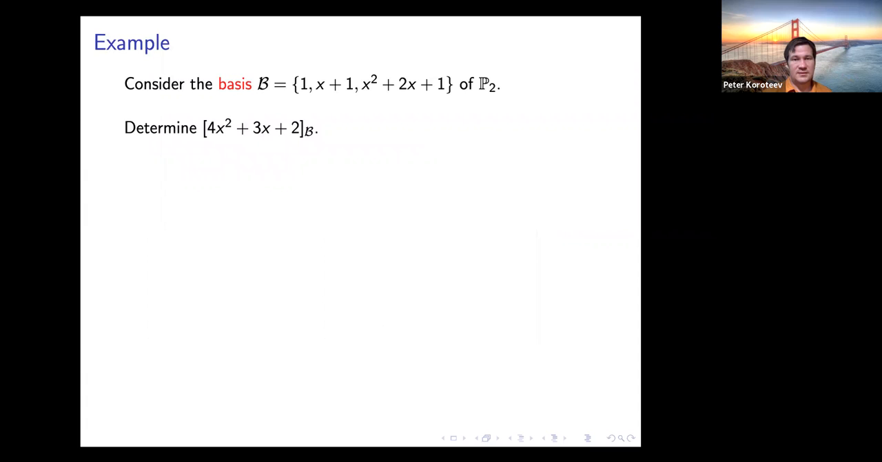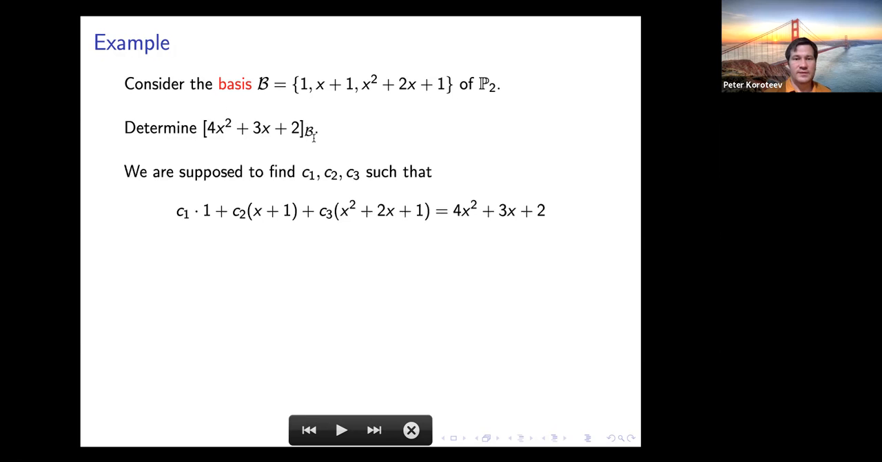So take a basis. Before, we took the standard basis in P_2. Now let's take a slightly non-standard basis: 1, x plus 1, x squared plus 2x plus 1. And let's find the image of this polynomial, 4x squared plus 3x plus 2, under the choice of coordinates. In other words, we need to find coefficients c_1, c_2, c_3 such that the linear combination of basis vectors from D will give us the sought polynomial, 4x squared plus 3x plus 2.